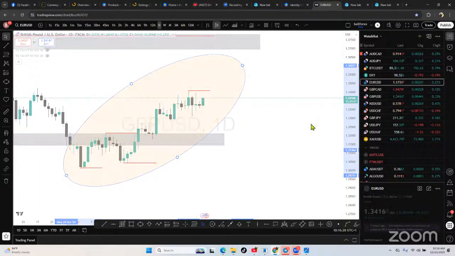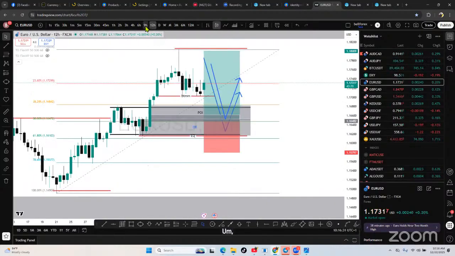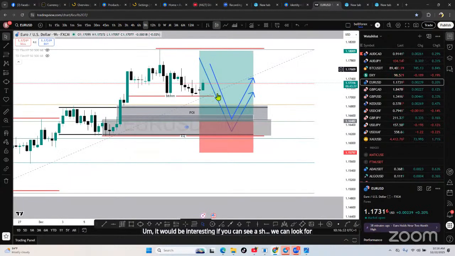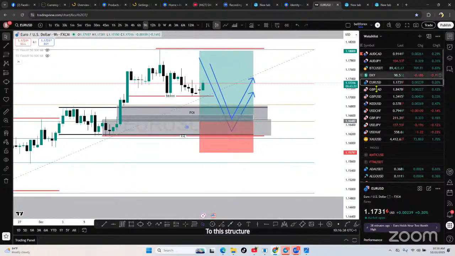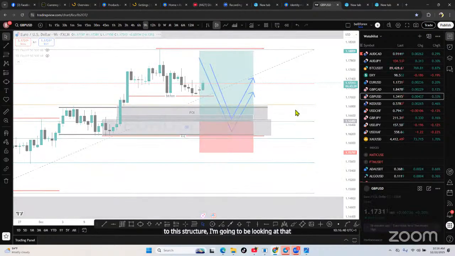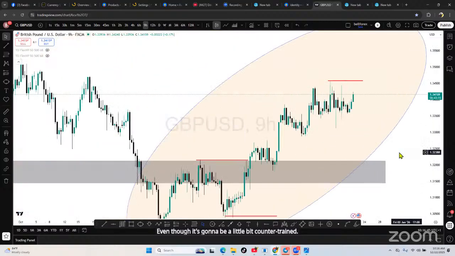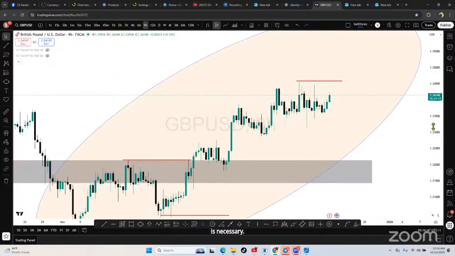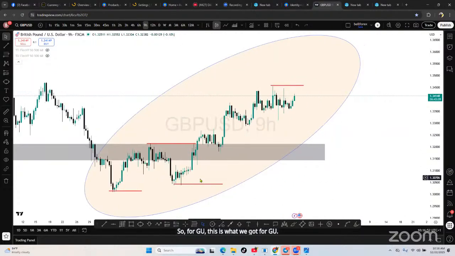I have to revisit EU a little bit. It will be interesting if we can look for a sell opportunity on EURUSD to this structure. I'm going to be looking at that, even though it's going to be a little bit counter trend, but it's necessary. So for GU, this is what we got for GU.